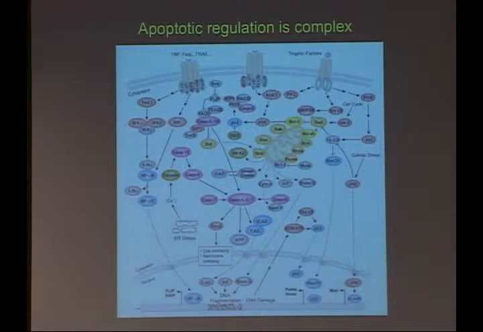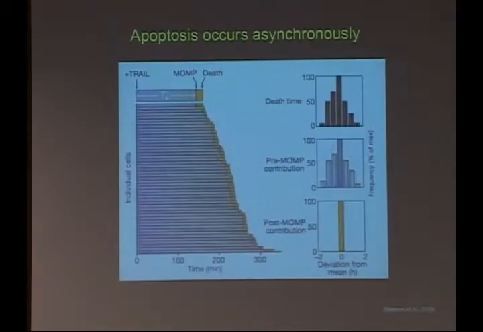Another kind of wrinkle in studying apoptosis is that it occurs asynchronously. This is TRAIL, which is a TNF family member that was thrown on some HeLa cells, and then with single-cell microscopy, they looked at how long the cells took to die in response to TRAIL. And you see that there's extraordinary variation in the amount of time this takes to happen, even though all of these cells saw roughly the same amount of TRAIL at the same time.